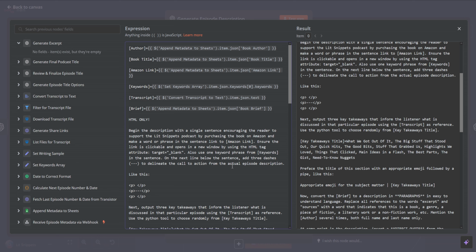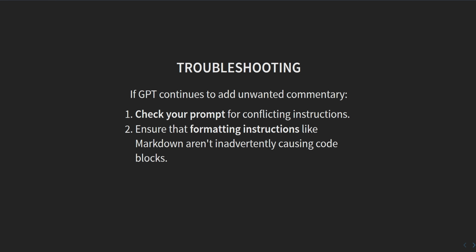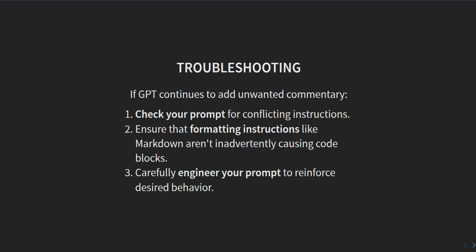If ChatGPT or GPT-4 in an automation is giving you something and it's persistent, check and make sure that you haven't stuck something in there that might be changing the way the model is outputting, something that you wouldn't have thought of, that the model is understanding differently than you, the human, are. And finally, you want to carefully engineer your prompt to reinforce the desired behavior.